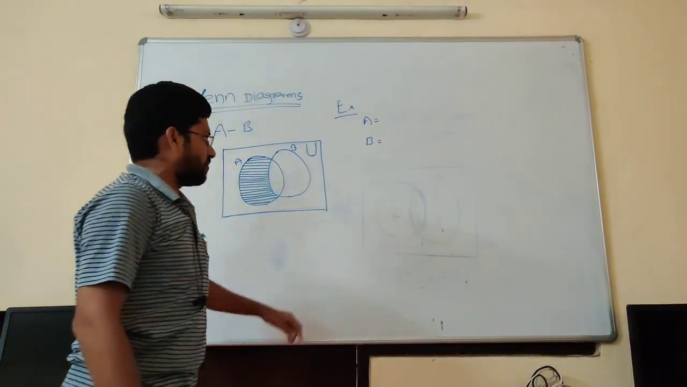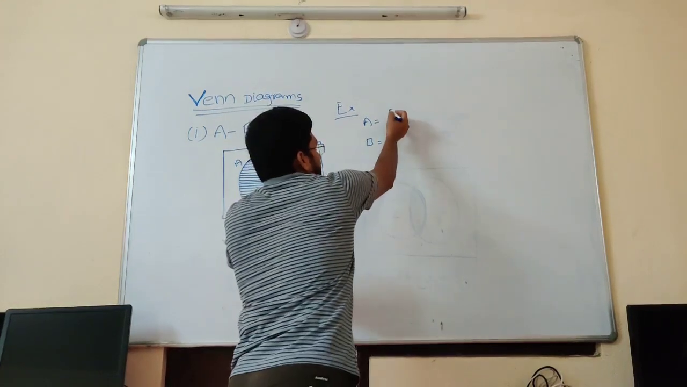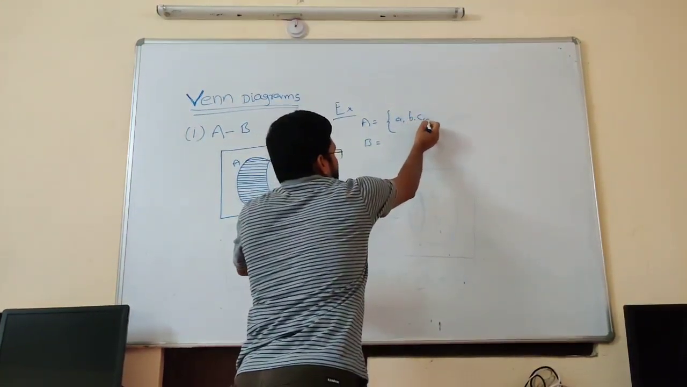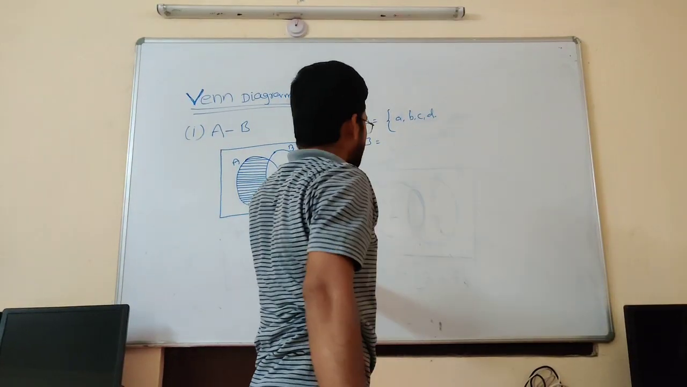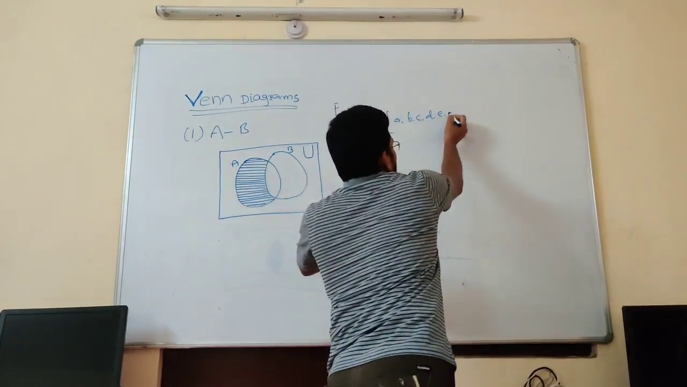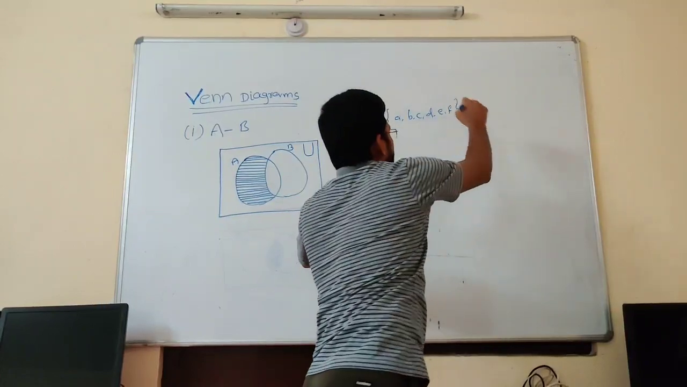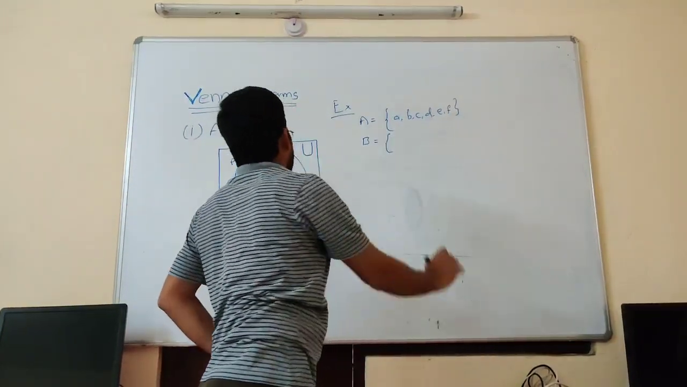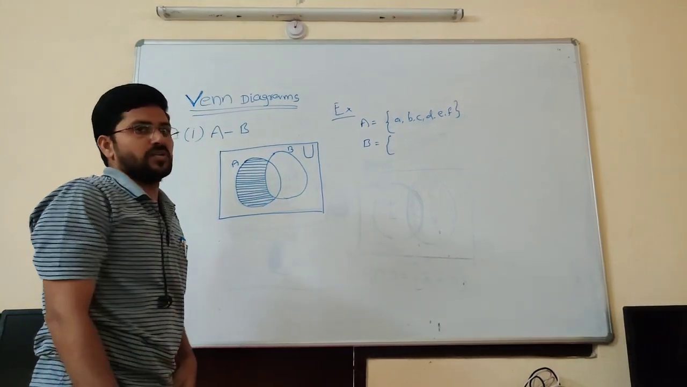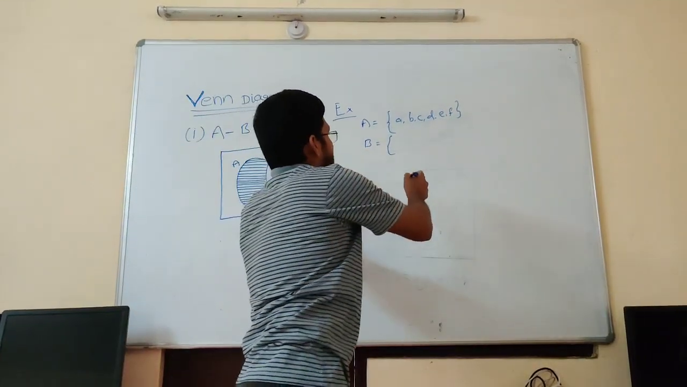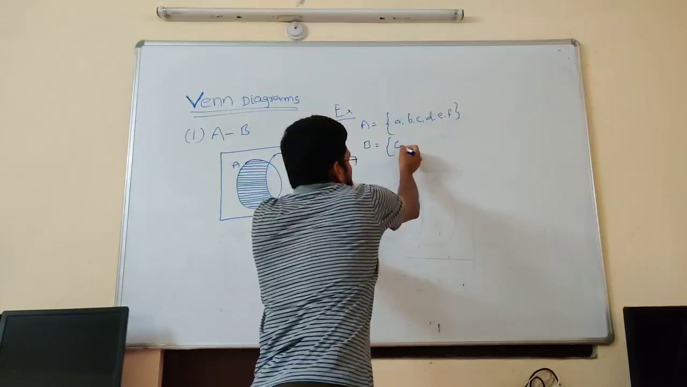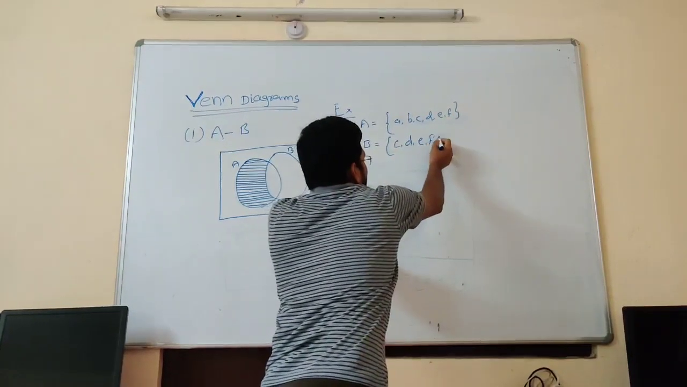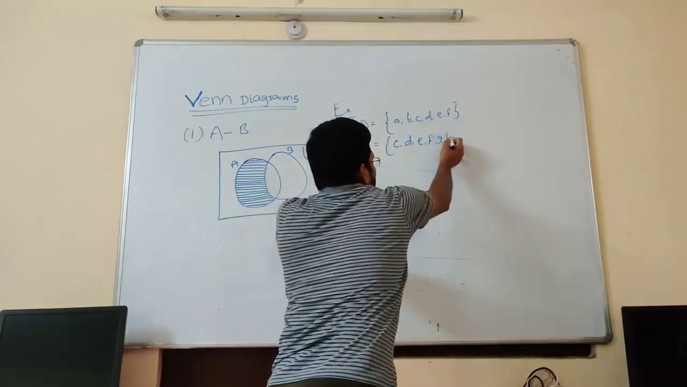Now for the example we can take one set A. A is, I am taking here some elements: A, B, C, D, E, F. I have taken. B also you can take some more elements. So shall we start from C? C, D, E, F, G, H I have taken.